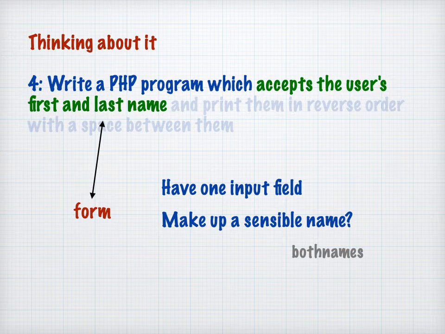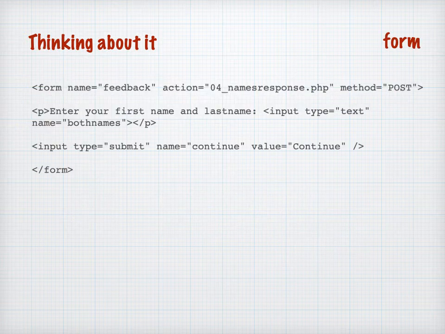And of course, very important, make up sensible names for things. So I could call it both names, for example. If I have one input form and I call it both names, that as a form would translate into something like this. I've decided just to have one input field. I'm going to call it both names.